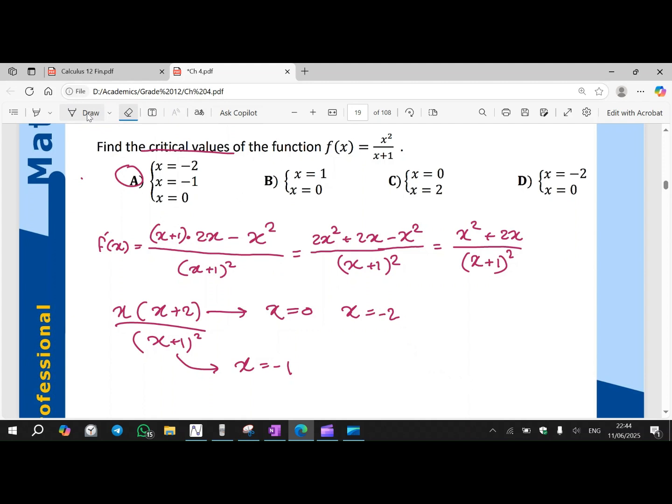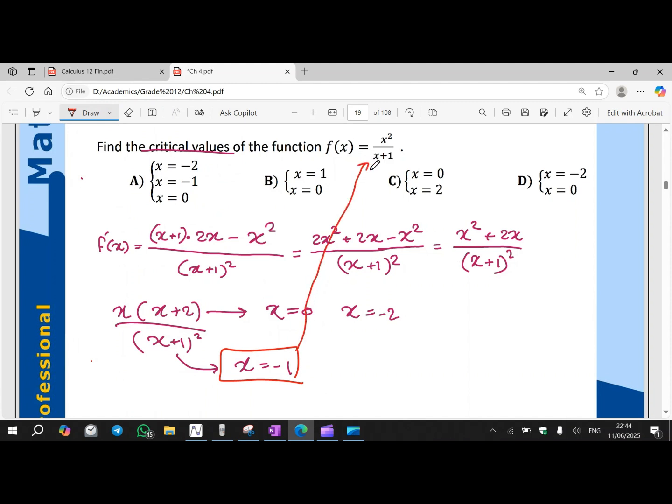Bravo, you are too smart. No, life is not that easy, bro. Come back here. This x makes the derivative undefined, but you forgot something. If you remember, I said if a number makes the derivative undefined, we need to check that same number with the original function. If it makes the original function undefined as well, then that is a vertical asymptote, and a vertical asymptote cannot be a critical value.